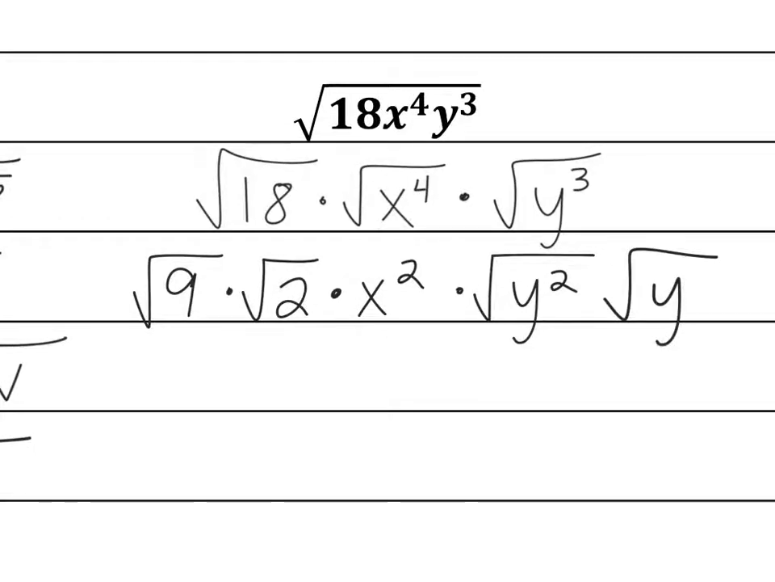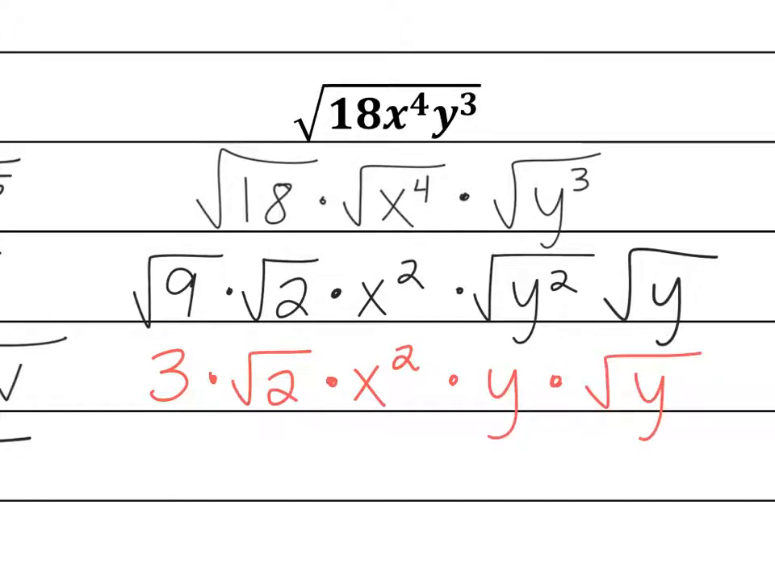Let's simplify as much as we can from this. So you've got square root of 9 is 3, times the square root of 2 times x squared. What's the square root of y squared? Y times the square root of y. Do you think we should leave it like this? No. Certainly not. All of the things that are out of the square roots you need to put in front.